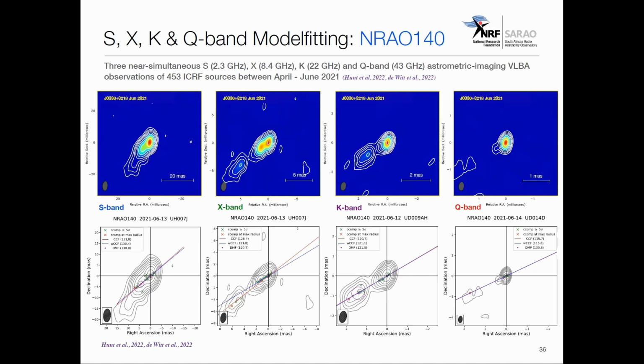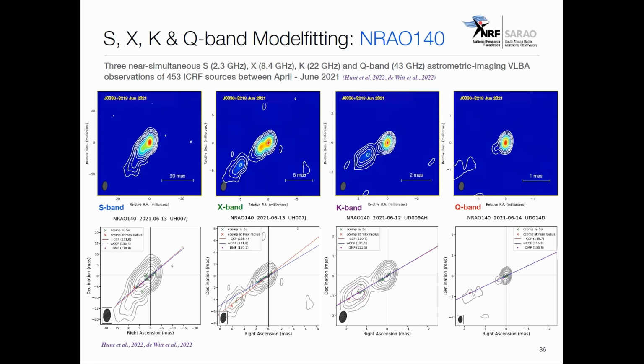So the images here are for the source NRA0140, at S band, X band, K band, and Q band, and also the results from our model fitting for each of these. And the thing that you should notice here is how the source structure improved going from S to Q band. And we see this for many of the sources.